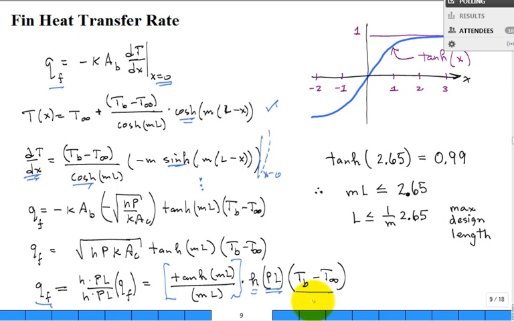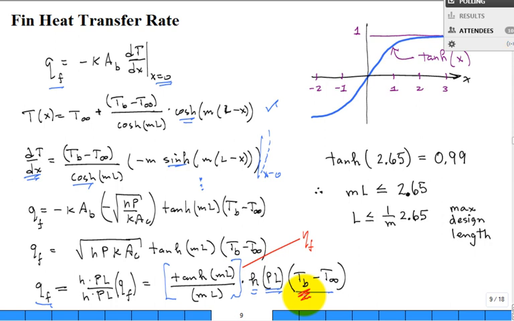So this is now name calling, and we're going to call that, on the next slide, the efficiency. If all of the surface of the fin was at T_b, the highest temperature, the base temperature, 100%, that would be the amount of heat transfer if efficiency is 100%. But our actual fin efficiency will be less.